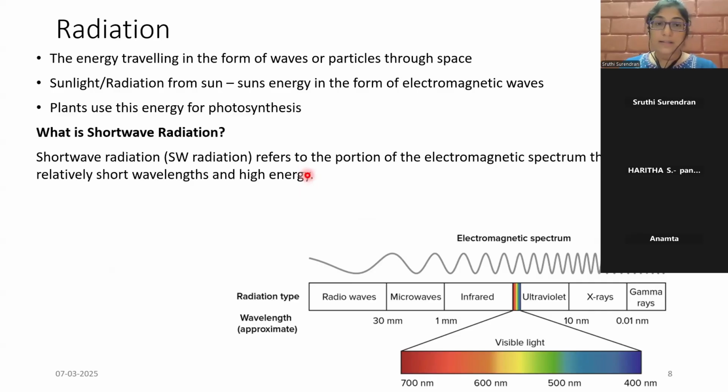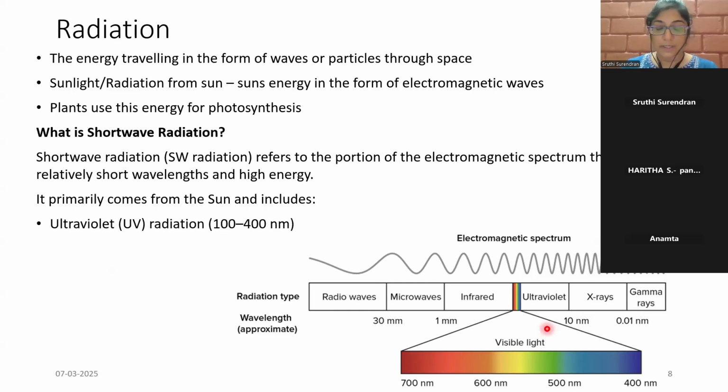Shortwave radiations are that portion of the electromagnetic spectrum which has a relatively shorter wavelength and higher energy. One speciality of the short wavelength electromagnetic waves is that they are high in energy and come from the sun. As we know, all of these components of the electromagnetic spectrum come from the sun, with different wavelengths, and the ones in the short wavelength range are what we call shortwave radiations.